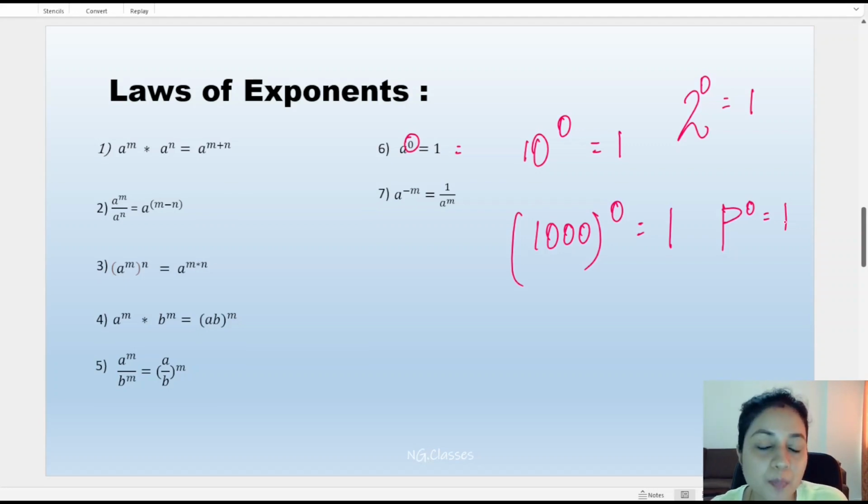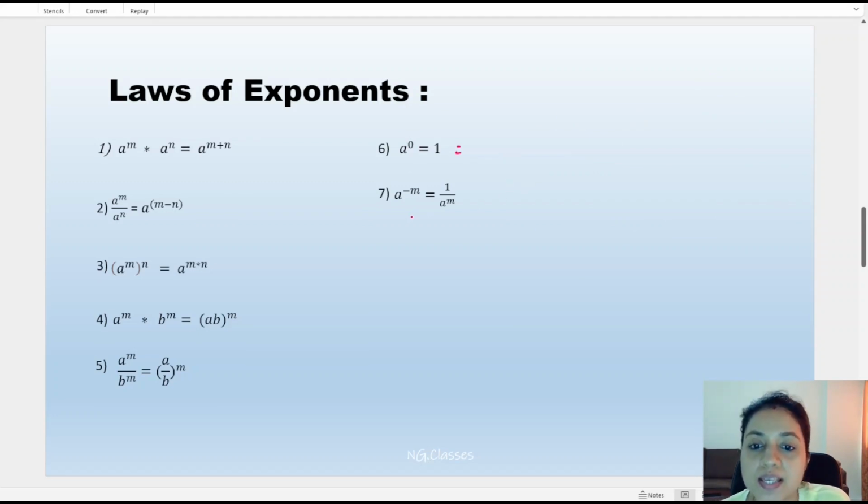Now let's move to the next property. Here the next property says a to the power minus m is equal to 1 by a to the power m. So just by switching the place, a to the power minus m can also be considered as 1 by a to the power m, right? A to the power minus m here is sitting in the numerator, so we can switch its place and shift it to the denominator. Once it goes to the denominator, the power will be positive. So whenever we change the place of any number from numerator to denominator or from denominator to numerator, the power will reverse its sign.